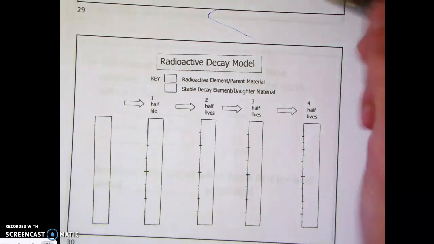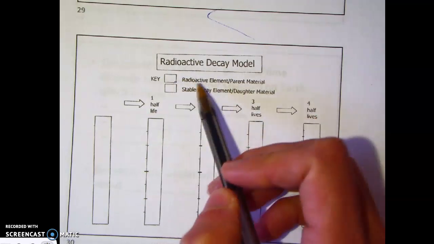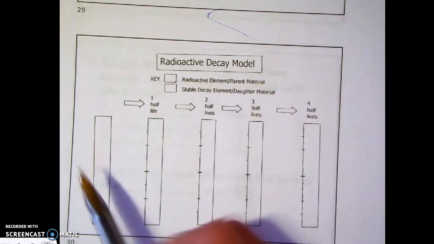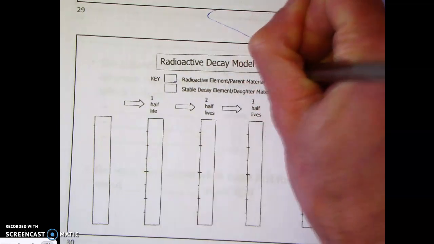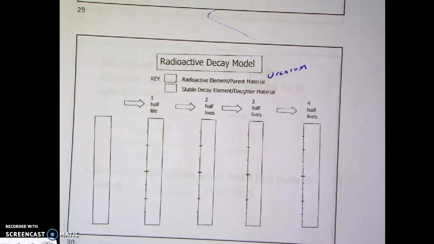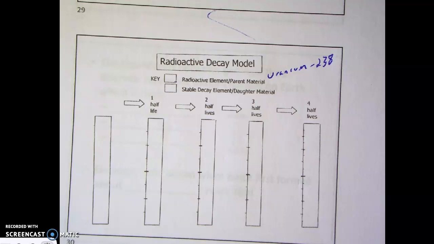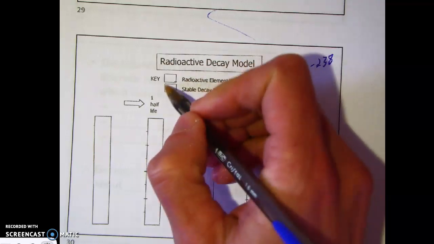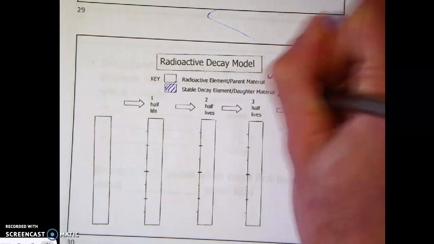In this example, we'll say that white in our legend represents the radioactive element. Let's say it's uranium or something like that. In fact, let's use uranium. So we'll say we have uranium-238. And uranium, as we talked about in one of the other videos, breaks down into the decay product lead.